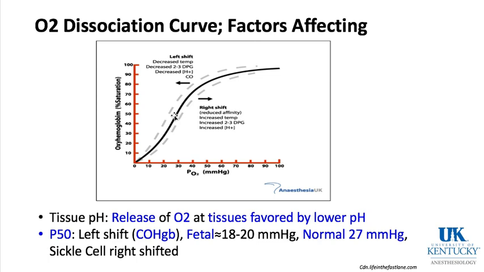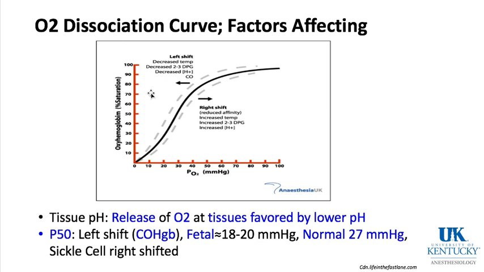Now, things that can shift this curve to the left include being cold, hypothermic, low 2,3 DPG. An example of that would be old, outdated transfused blood, which doesn't have much 2,3 DPG in it. Also, alkalosis, that is decreased hydrogen ion, and carbon monoxide can shift to the left. So anything that shifts it to the left is going to make hemoglobin hold on to oxygen and not deliver it to the tissues as well. So hypothermia, decreased 2,3 DPG, alkalosis, and carbon monoxide shift to the left.